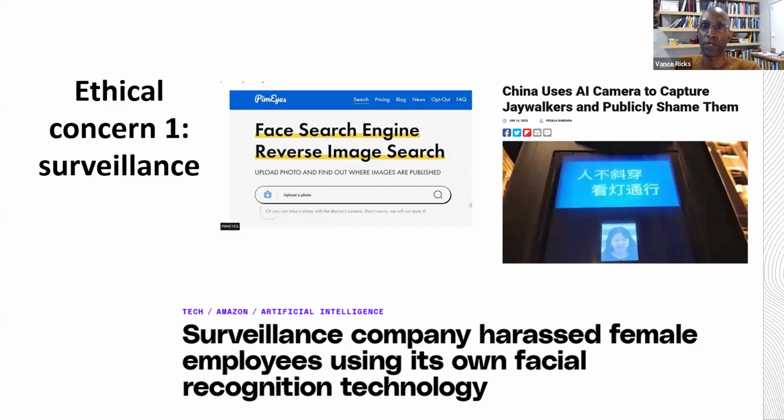So maybe they're passing you on the street. They think, oh, that person's cute. So they perhaps surreptitiously take your photo and then put it into PimEyes and find out what your name is. And once they have your name, they can find out lots of other information about you.